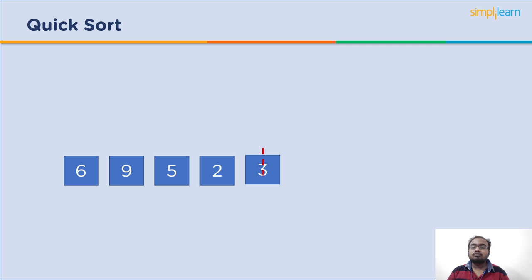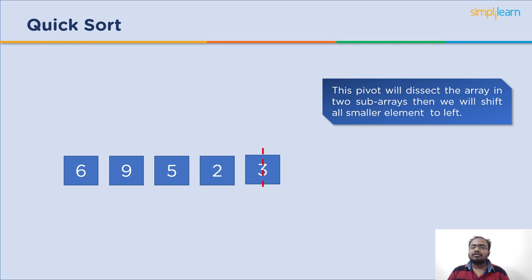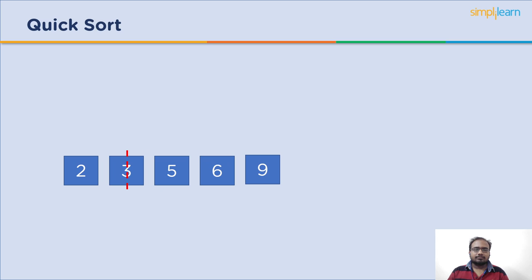Then we will shift all elements smaller than the pivot to the left and all the bigger ones to the right. So now we have 3 as our pivot. It will shift all the smaller elements to its left. Basically, the only element smaller than 3 is 2, so it will be on the left, and all the bigger elements will be shifted to the right. So here it is. It has shifted 2 to the left and 5, 6, 9 to the right.